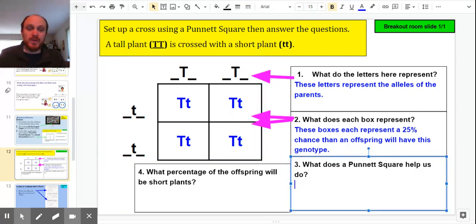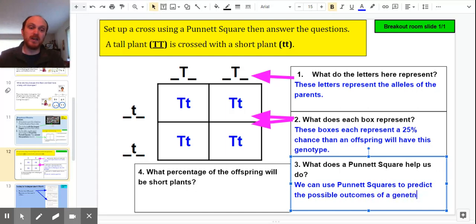What does a Punnett square help us do? You can use Punnett squares to predict the possible outcomes of a genetic cross, we could say, or the possible genotypes and phenotypes of offspring of two given adults, something like that.